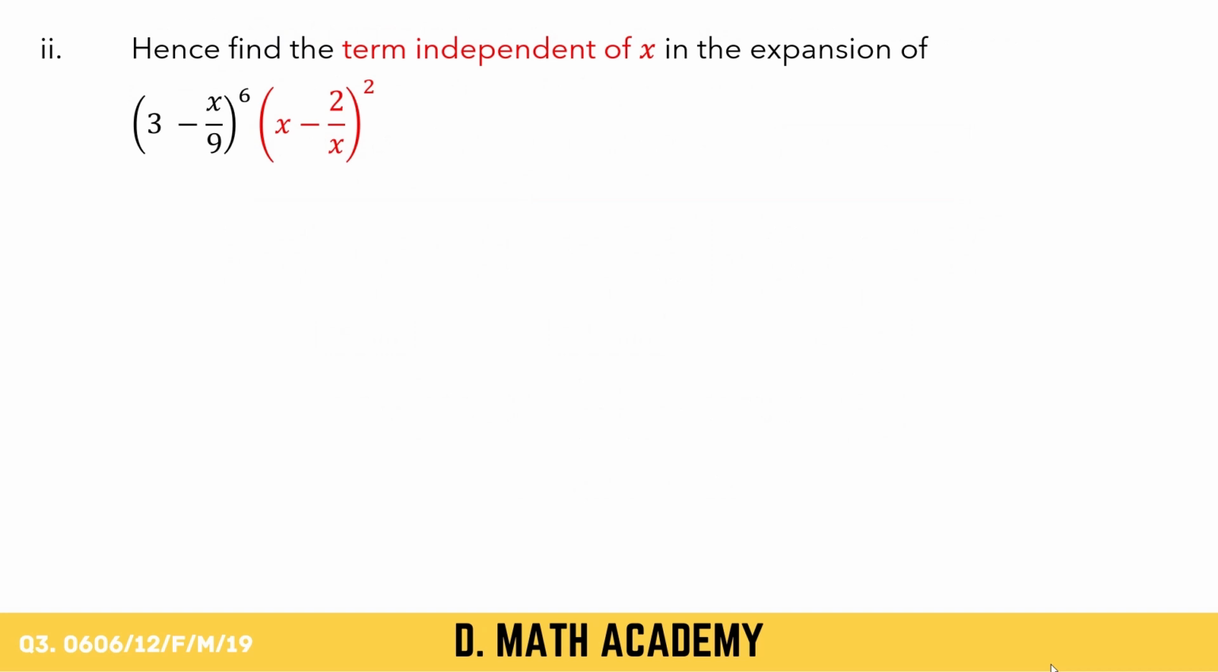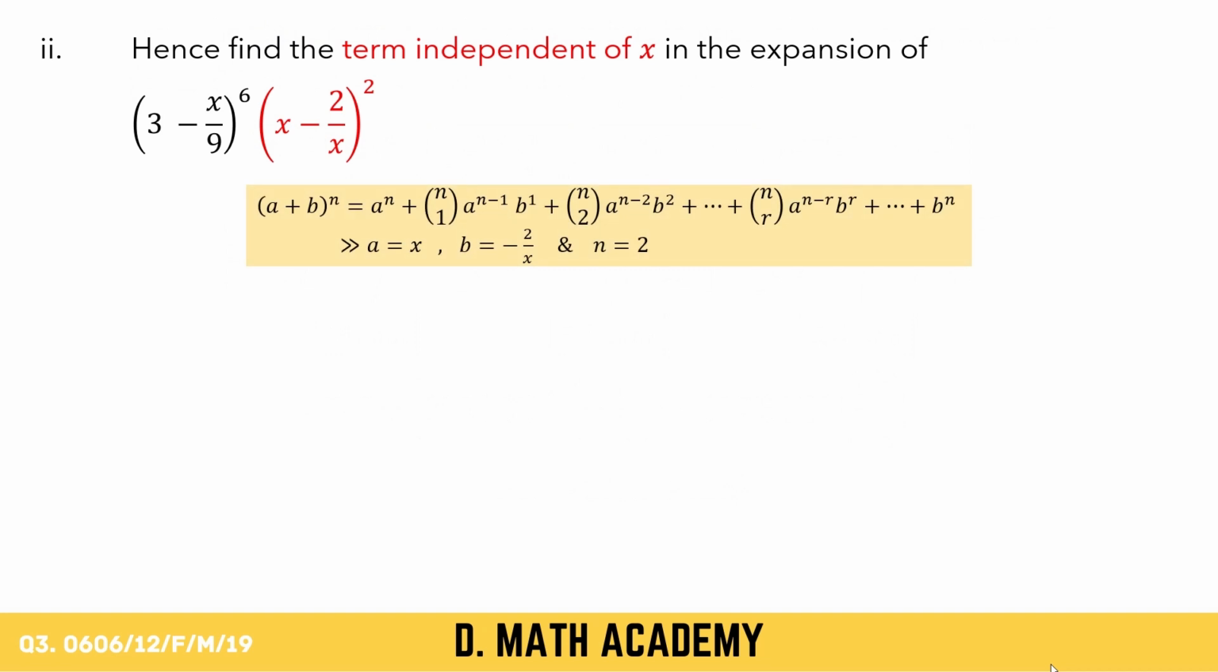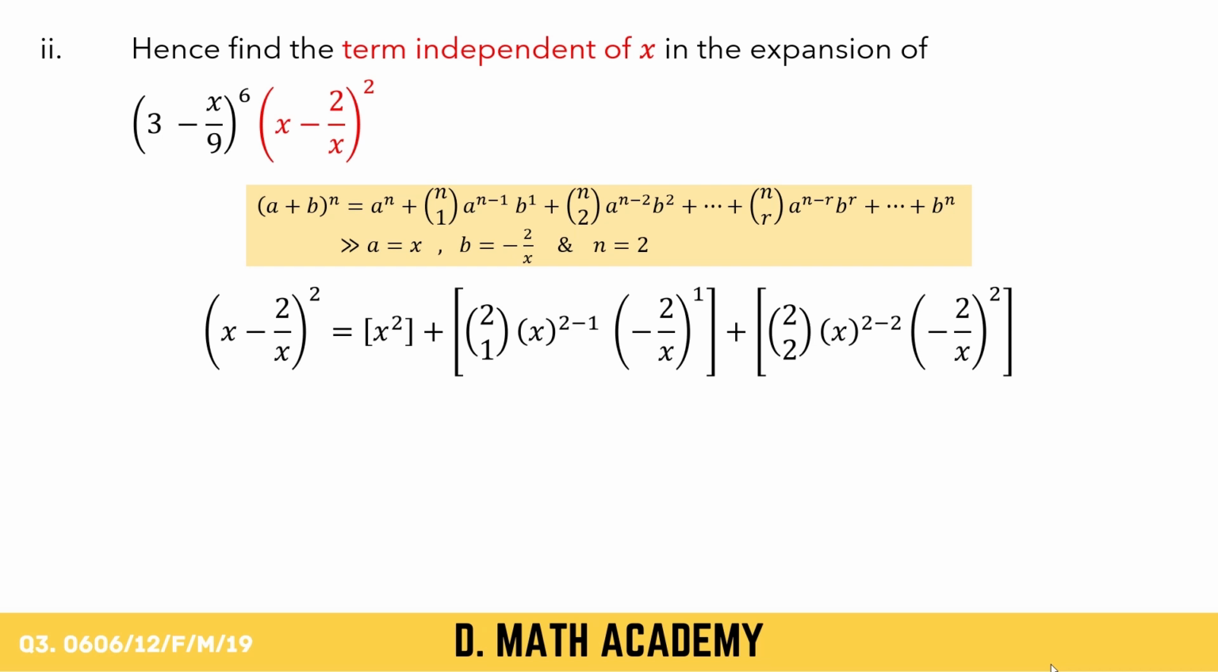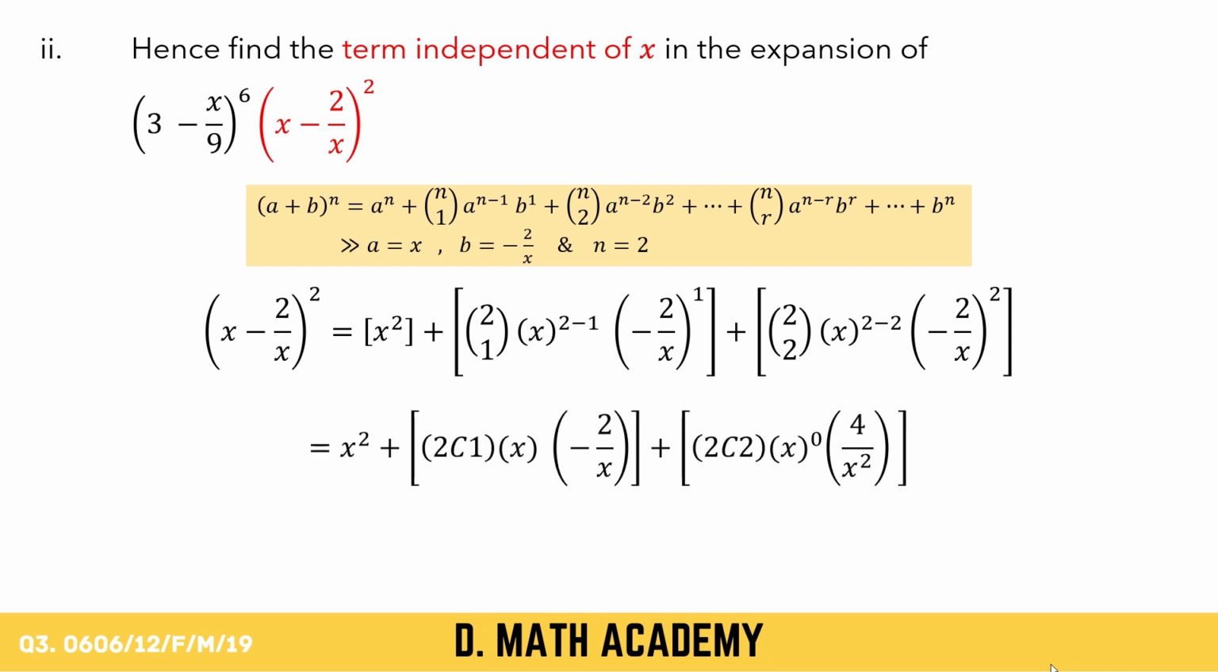So let's run the calculation first. Now my a is x, my b is -2 over x, and my n is 2, which means that I can maximum expand it in 3 terms. That goes by x squared, 2C1 times x times -2 over x, plus 2C2 times x to the power of 0, 4 over x squared. As mentioned earlier, if it's the last term, you can actually skip these steps and just square the b value. So you will get x squared minus 4 plus 4 over x squared.